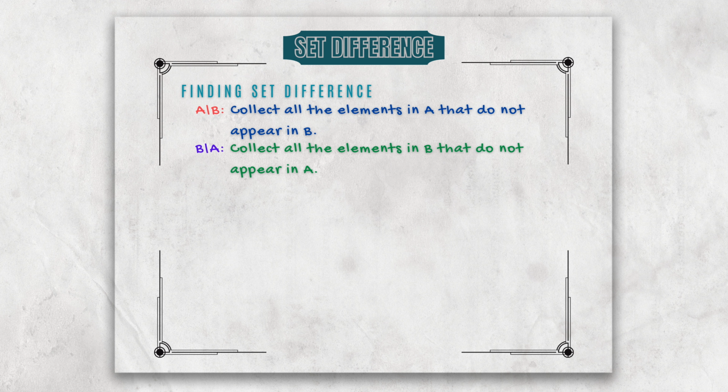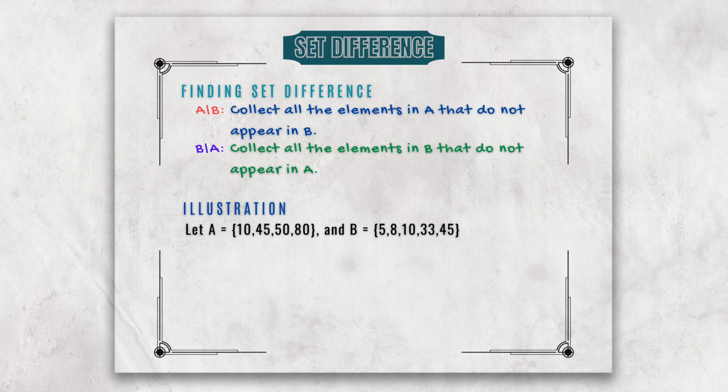To illustrate, consider A and B to be these sets. The elements that appear in A but not in B are 50 and 80. Therefore, A without B is the set of 50 and 80. Similarly, the elements that appear in B but not in A are 5, 8, and 33. Therefore, B without A is this set.